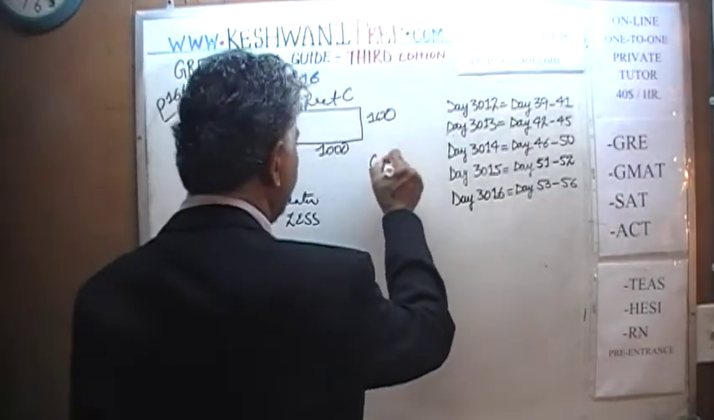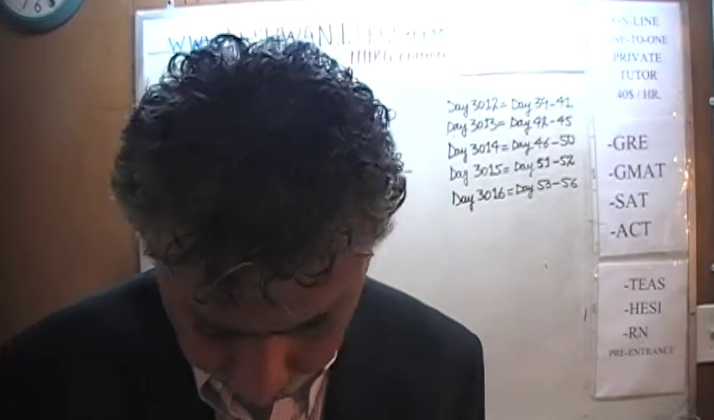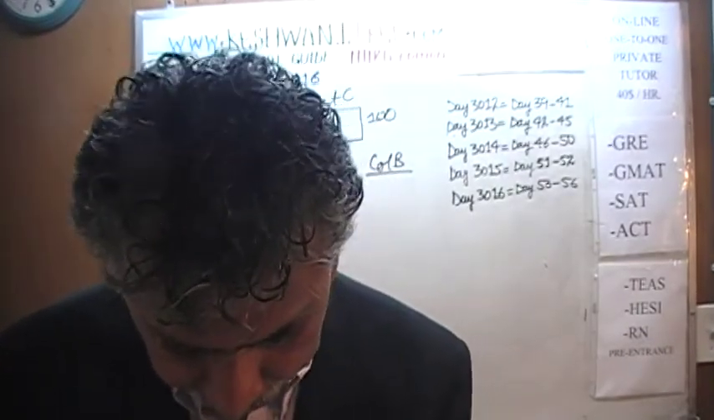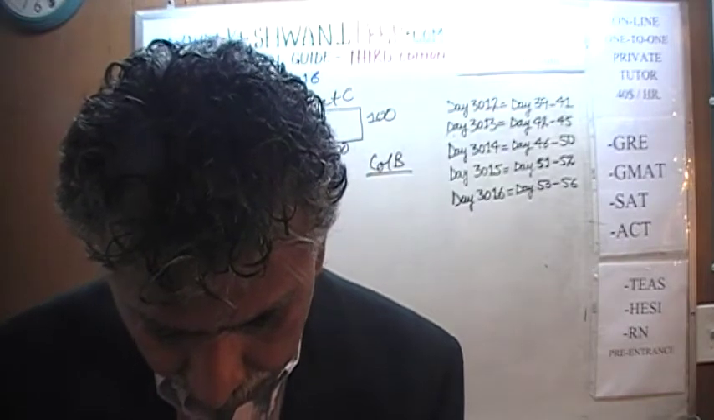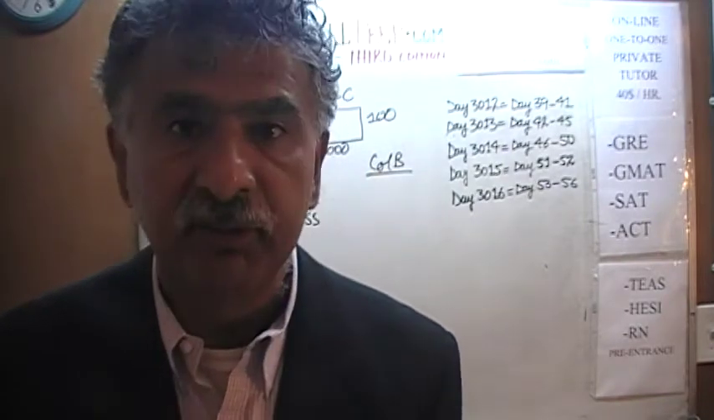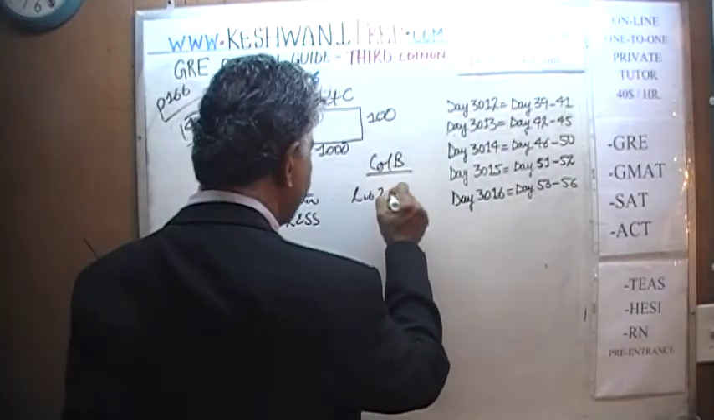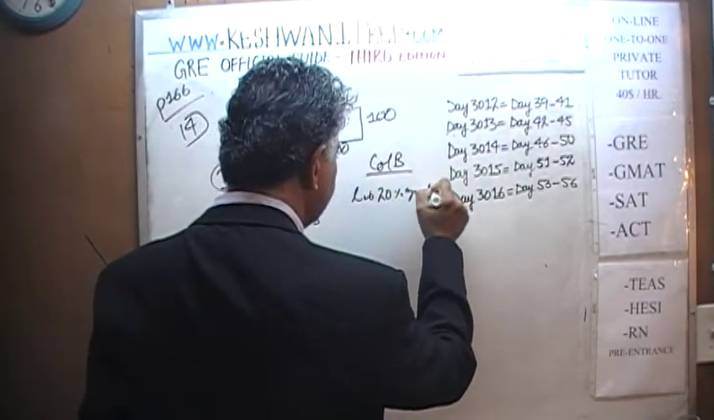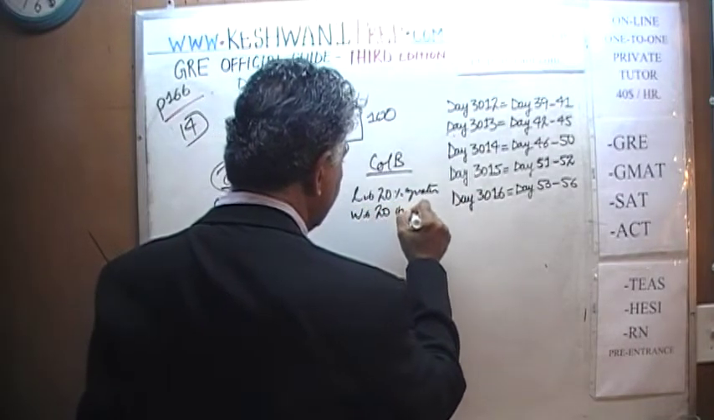What do we say here, column B? In column B, again, we're going to read carefully and we're going to make a note of it. It goes on to say, the length and the width of rectangle B are 20% greater and 20% less. So length here is 20% greater and the width is 20% less.